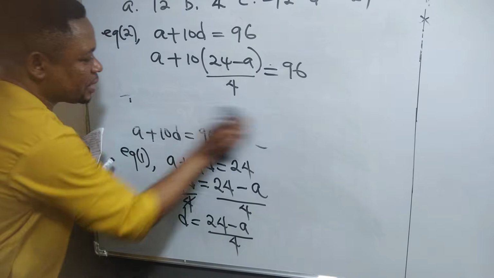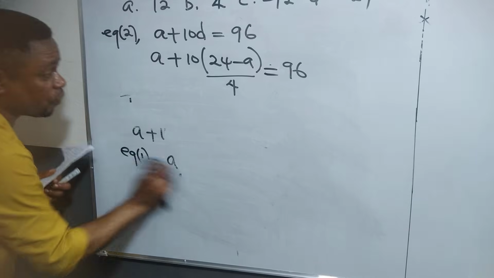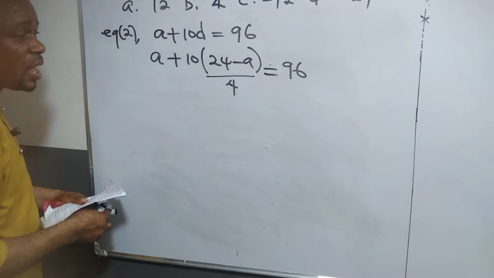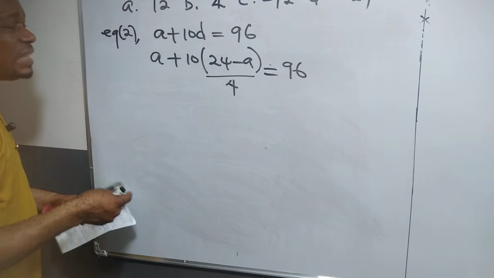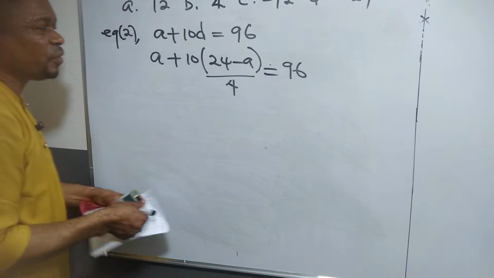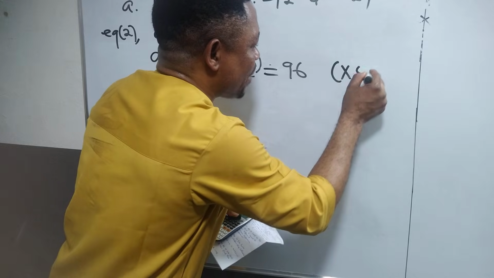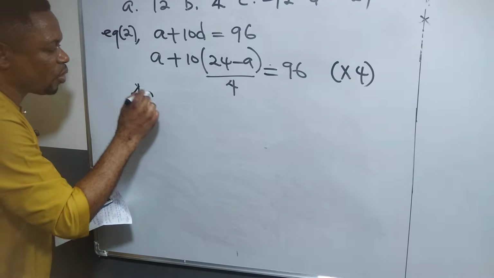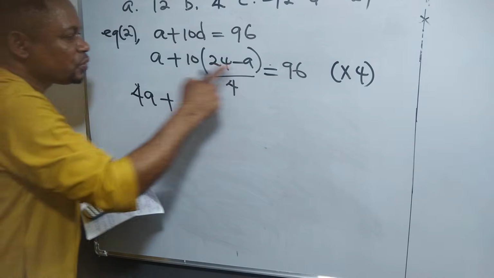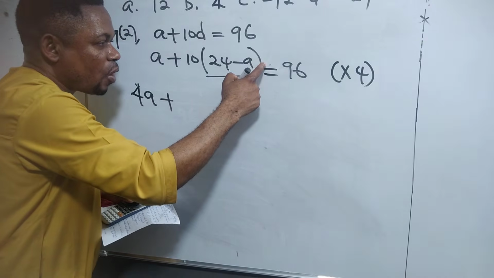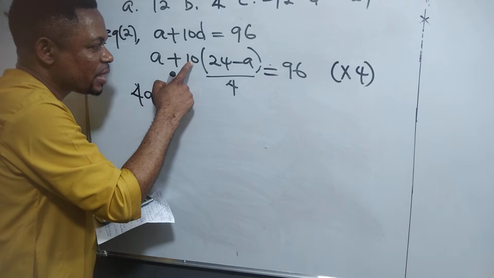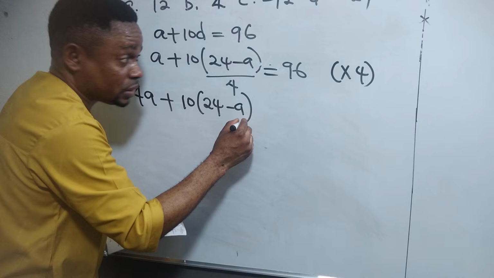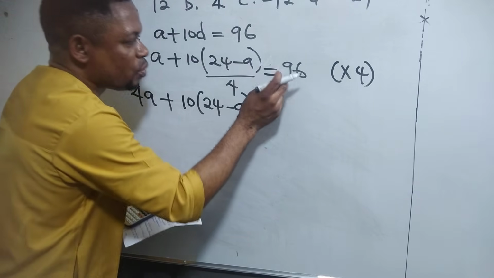What is the next target now? Remember, we are looking for the value of A. Now, what am I going to do? This 4 is disturbing me a lot. How do we get rid of it? Multiply every side by 4. A times 4 will give you 4A plus, if I put times 4 here, 4 up will cancel 4 down. What remains is 10 bracket 24 minus A, close the bracket. Then I will move to the right.